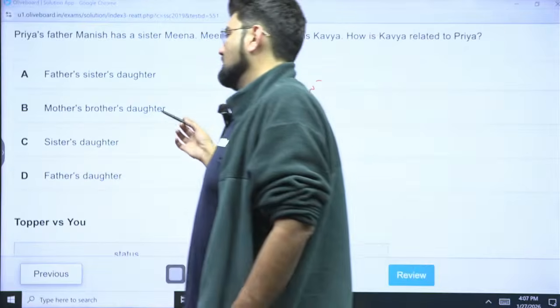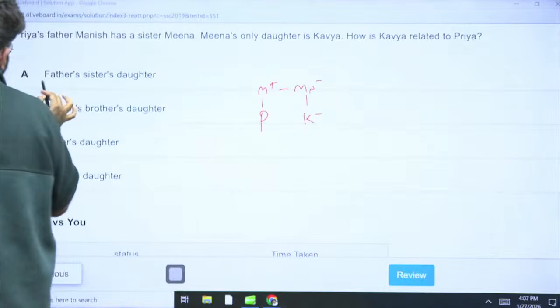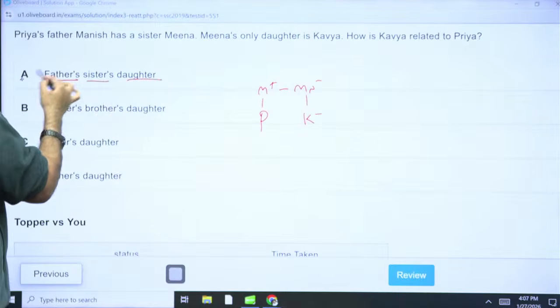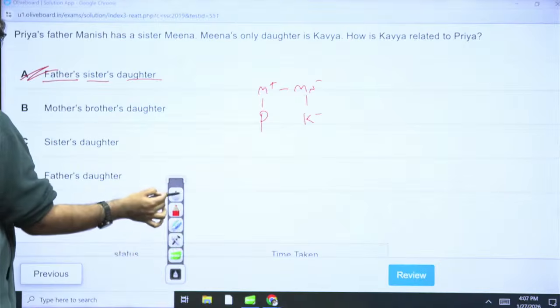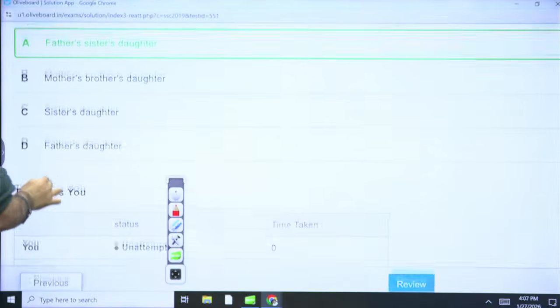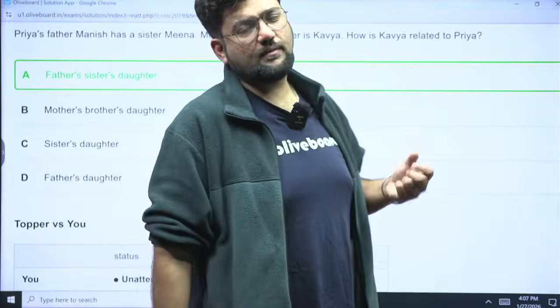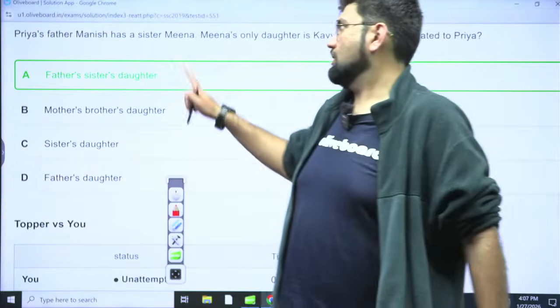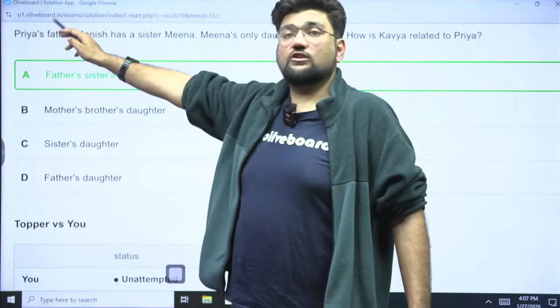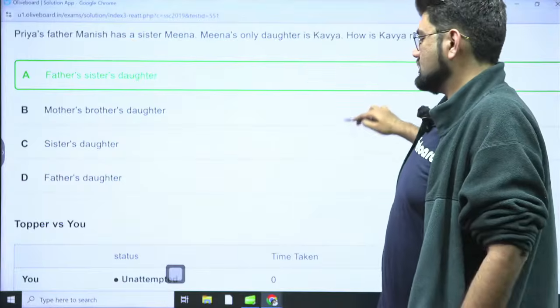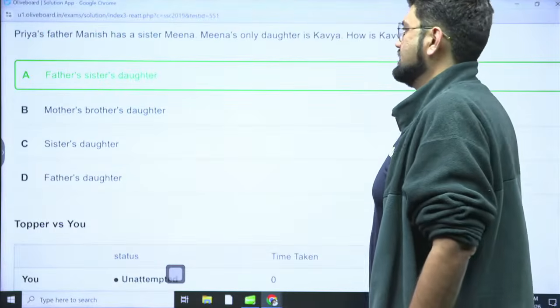She's a cousin. But cousin is not written here. But what else is written? Father's sister's daughter. Indirect relation is mentioned. So option A is the correct answer. How would Priya be related to Kavya? Could you have said father's sister, mother's brother's daughter? No. Because we don't know the gender of Priya here. Understood? 37 seconds, pretty decent. Good time.